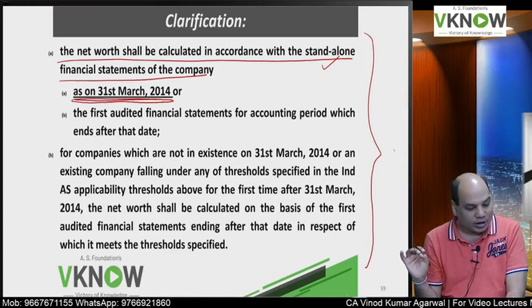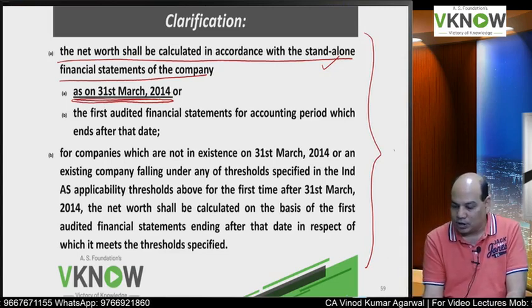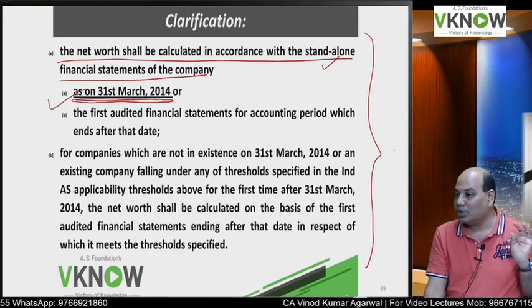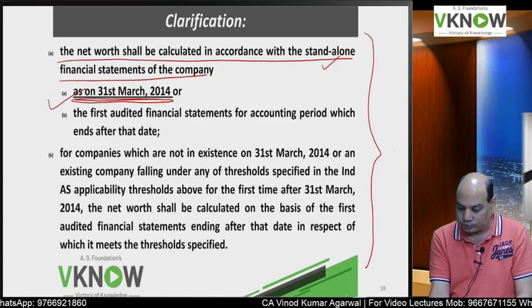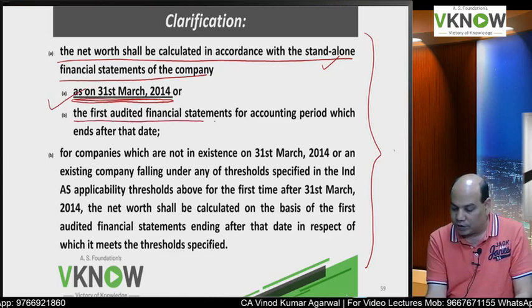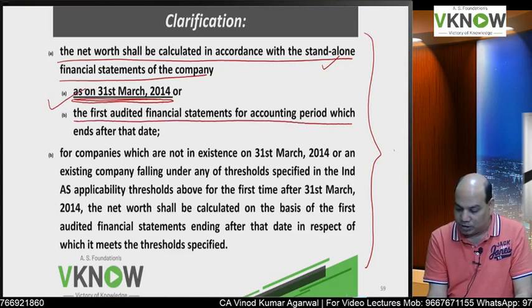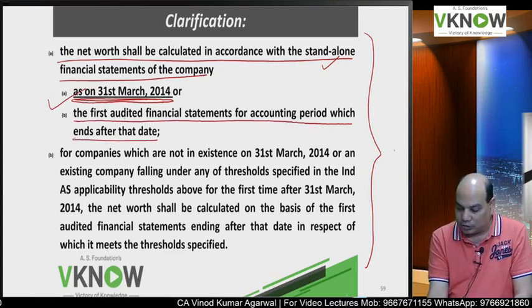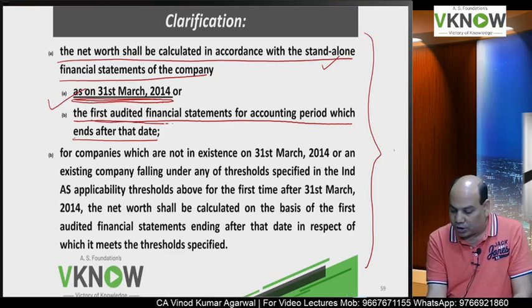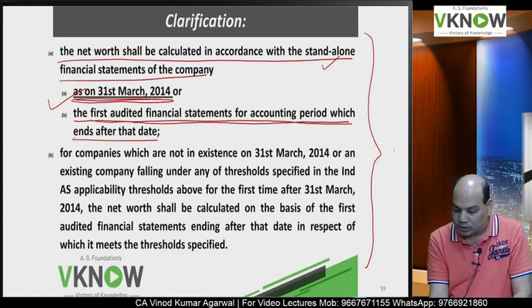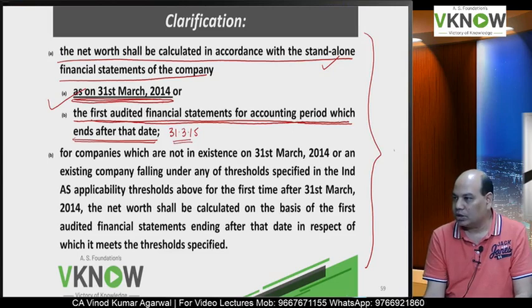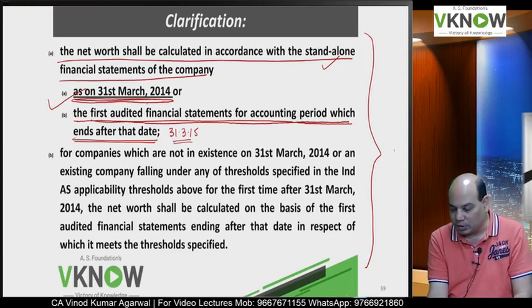Or if it is an unlisted company but the net worth is more than 500 crore on this date, then also Ind AS will become applicable to you. Or we can take the net worth on the first audited financial statement for the accounting period which ends after that date, means we can take 31st March 15 also, or any other date between these two dates.